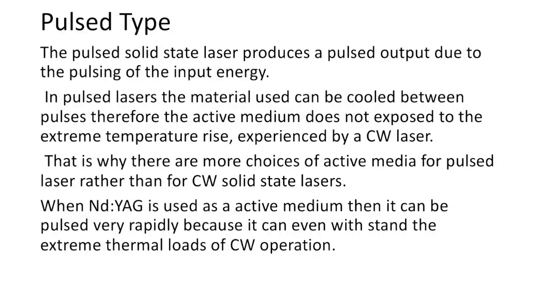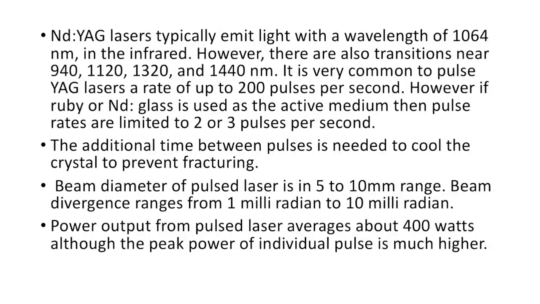When Nd:YAG is used as the active medium, it can be pulsed very rapidly because it can even withstand the extreme thermal loads of CW operation. The Nd:YAG lasers typically emit light with a wavelength of 1064 nanometers in the infrared. However, there are also transitions near 940, 1120, 1320 and 1440 nanometers. It is very common to pulse a YAG laser at a rate of up to 200 pulses per second.